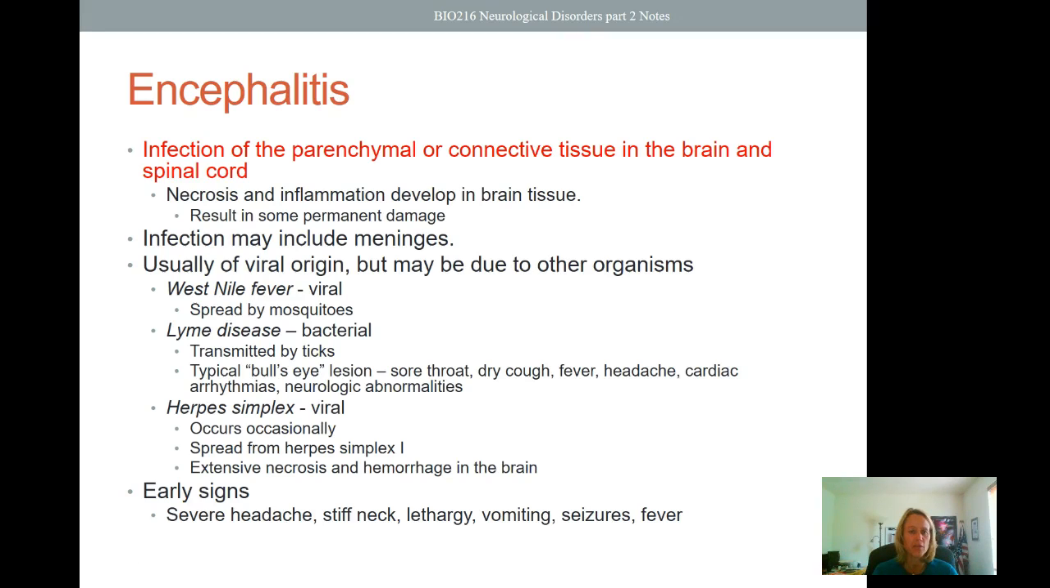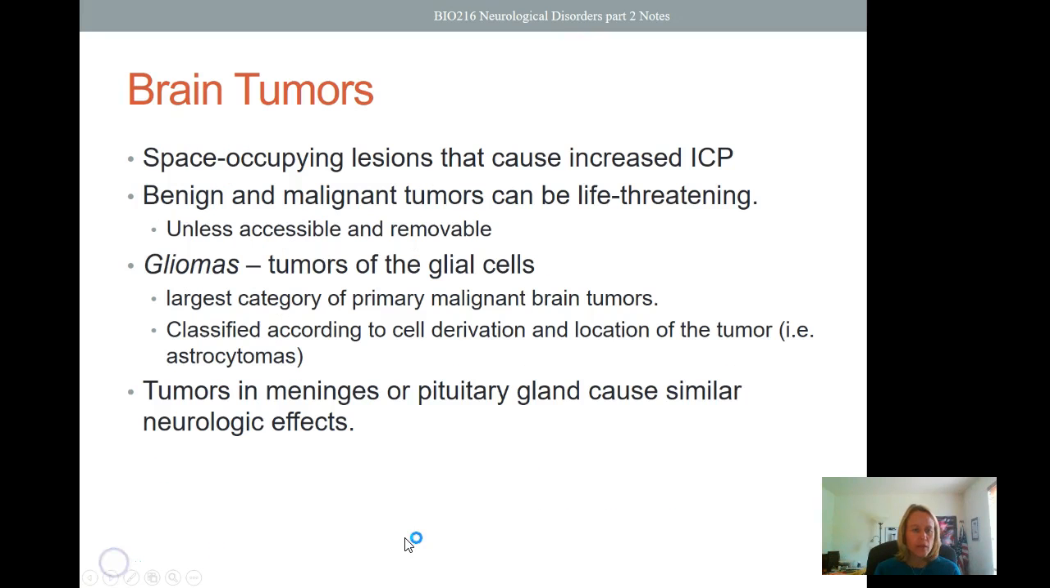West Nile fever is an example of a viral cause. Lyme disease is of bacterial origin. Herpes simplex is another viral cause. Early signs include a severe headache, stiff neck, lethargy, vomiting, seizures, and fever. Brain tumors are space-occupying lesions that can cause an increase in intracranial pressure.